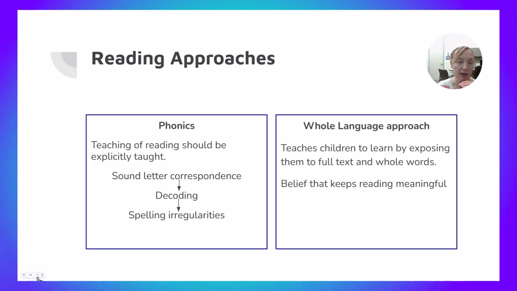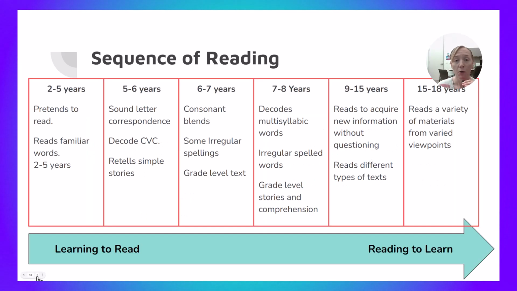We need to be able to understand how to decode text, and we also need to be able to have value with why we're reading and be able to read words that are not decodable by typical rules. When we look at the sequence of reading, from 2 to 5, we really start to pretend to read. We also can read familiar words, and that's more in context, especially initially, with things that visually stand out and have some kind of representation with them.